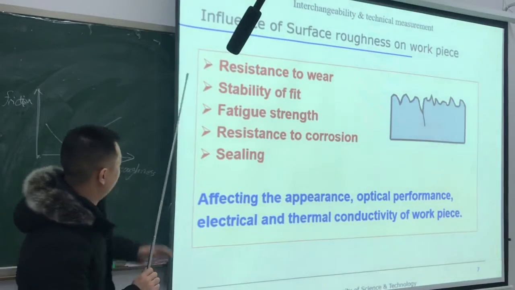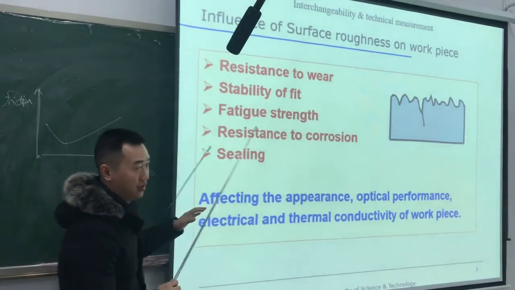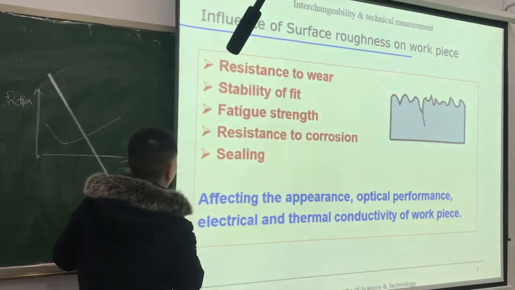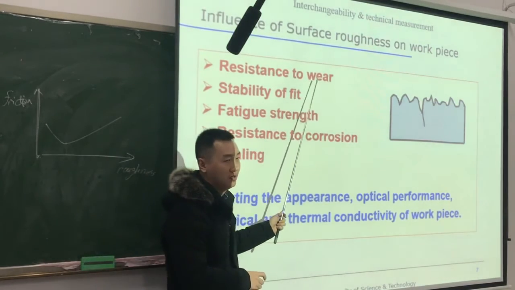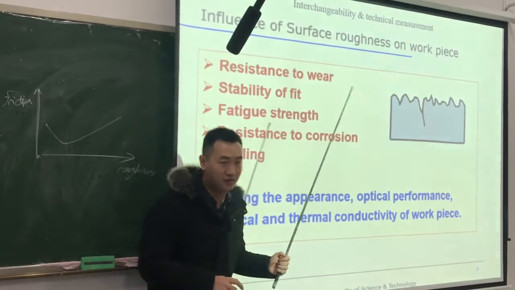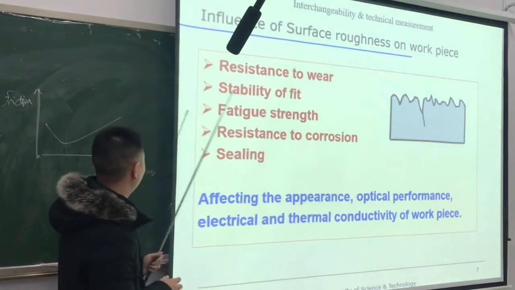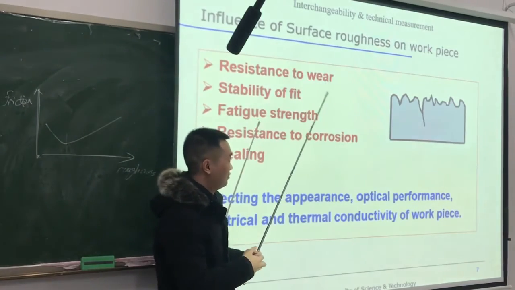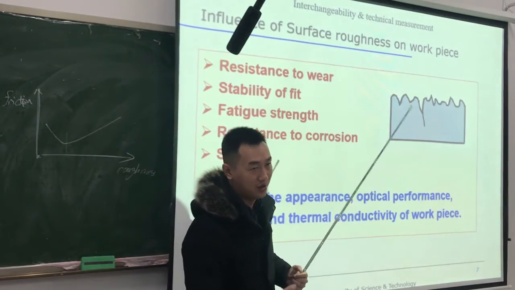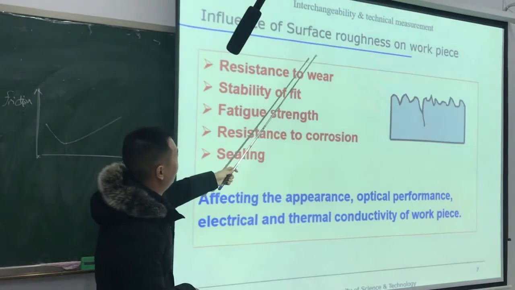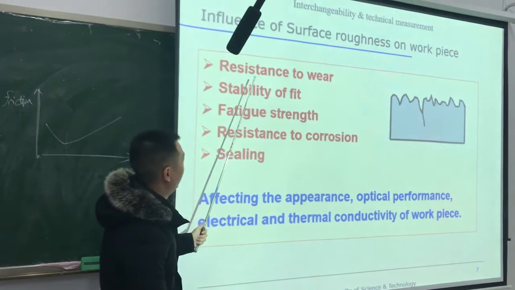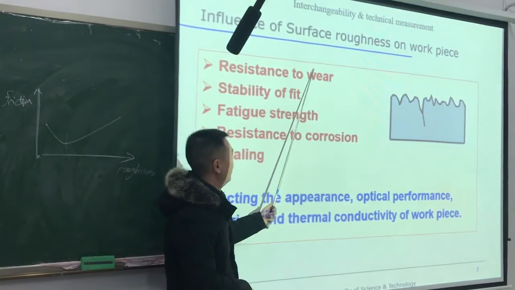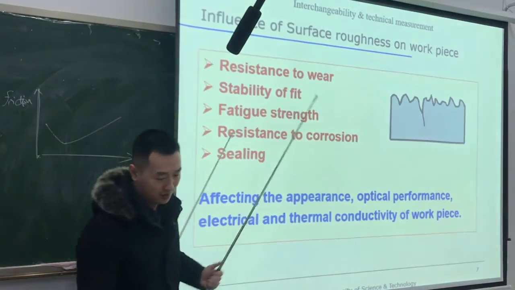The friction will affect the wear of a workpiece a lot. Why? Because if the friction is big, then it more easily becomes worn, right? So the surface roughness will affect the wear resistance of the workpiece.